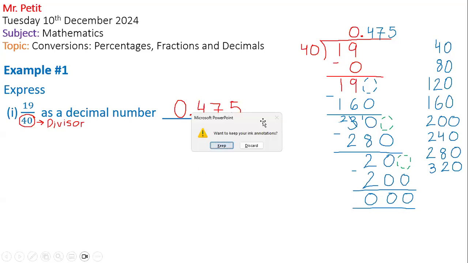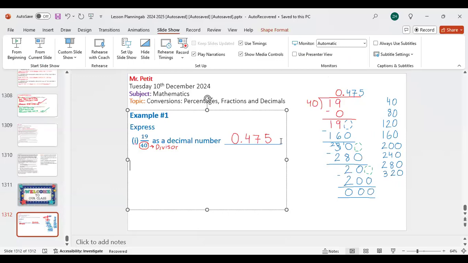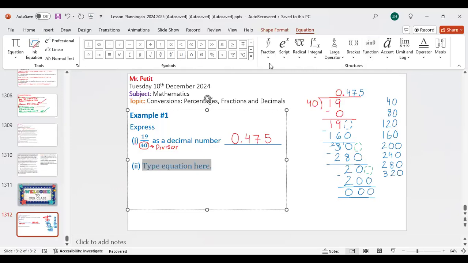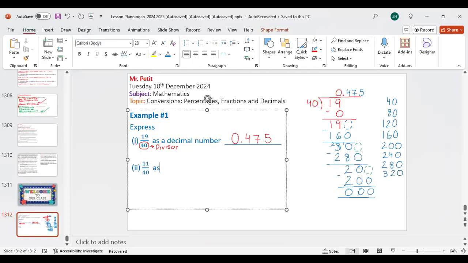Let's do, I want to make it simple. Let's do 11 over 40, right? 11 over 40 as a decimal number. Do not use a calculator. You don't have to use a calculator for this, please. Just do it by hand. I want you to do it by hand.